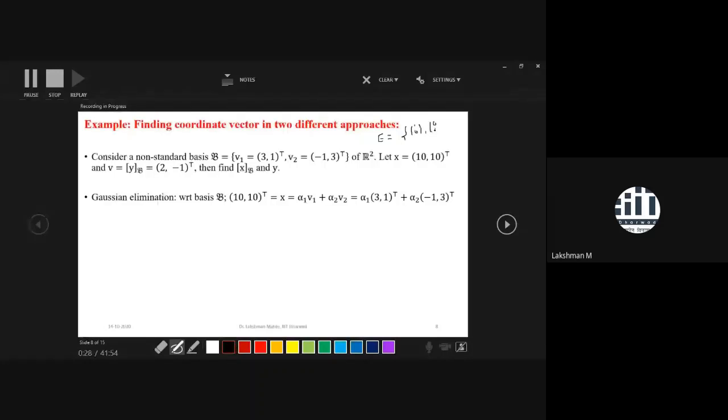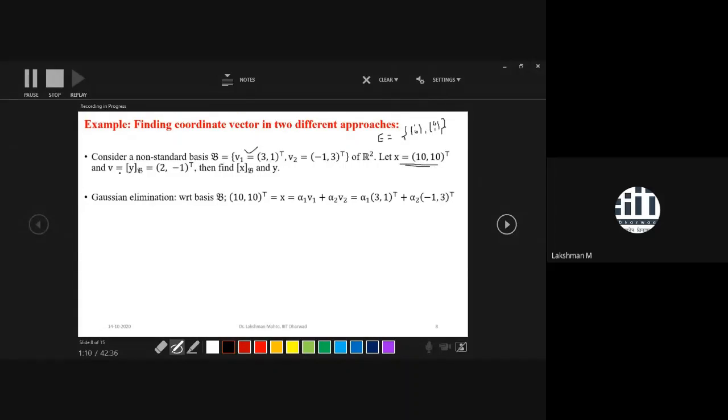So we are not taking this basis, but we are taking a non-standard basis. The first basis element is V1 having entry 3, 1, and the second basis element is V2 having entry minus 1, 3. You can also observe that V1 and V2 are perpendicular to each other, so it is a nice kind of non-standard basis. Now we take a general vector from R2 having coordinates 10, 10 with respect to the standard basis. This is our given vector.